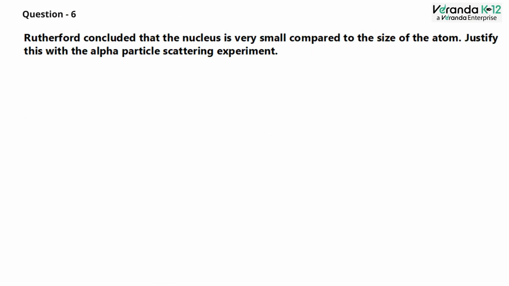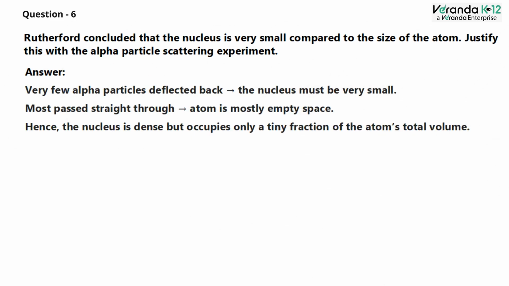Question number 6. Rutherford concluded that the nucleus is very small compared to the size of the atom. Justify this with the alpha particle scattering experiment. Answer. Very few alpha particles were deflected back, indicating that the nucleus must be very small. Most of the alpha particles passed straight through the atom, indicating that the atom is mostly empty space. Hence, the nucleus is dense but occupies only a tiny fraction of the atom's total volume.